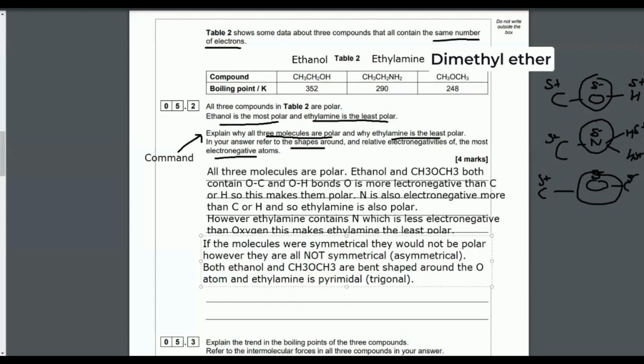Now we want to get on. That should have got all the marks. Have we talked about the electronegativities of the atoms? Yeah. So now what I want to do is tick through. Right, let's hit my green cross ticks. Explain why all three molecules are polar. We've talked about that because they're electronegative, and so on. Why is ethylamine the least polar? We've said that here. So ethylamine is also polar. However, ethylamine contains nitrogen, so it's less electronegative.